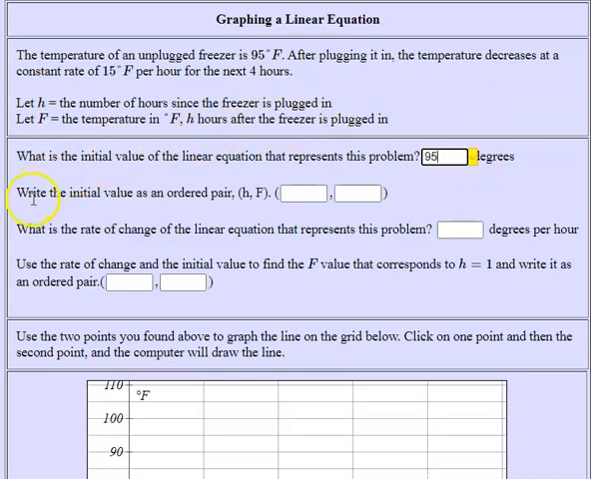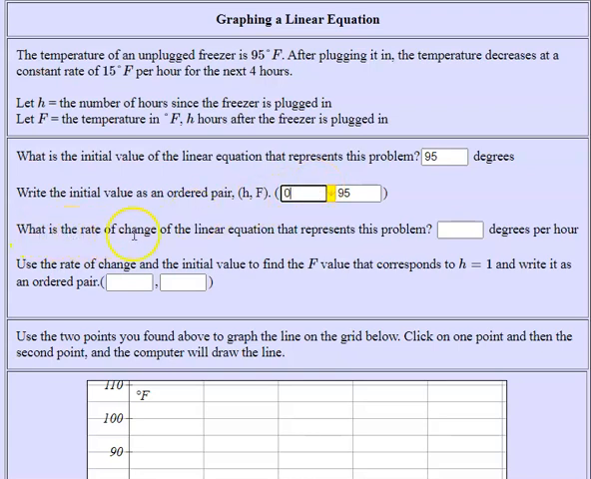Now we're asked to write the initial value as an ordered pair. So remember, there's a relationship between H and F, okay? And it didn't give us a value up here for the H, but you can think of it in terms of H. The initial value is when it's 0 hours since the freezer is plugged in. So at the exact moment that we plug in the freezer. Okay, so it's not nothing, it's the number 0.